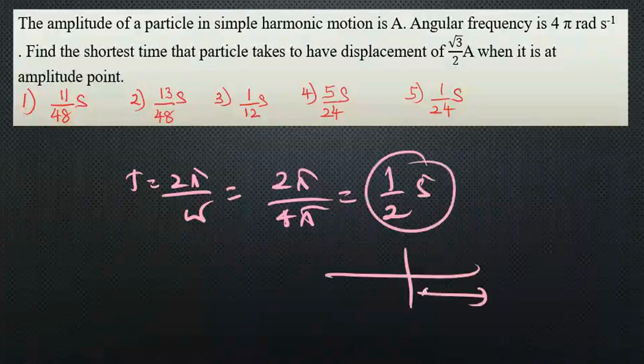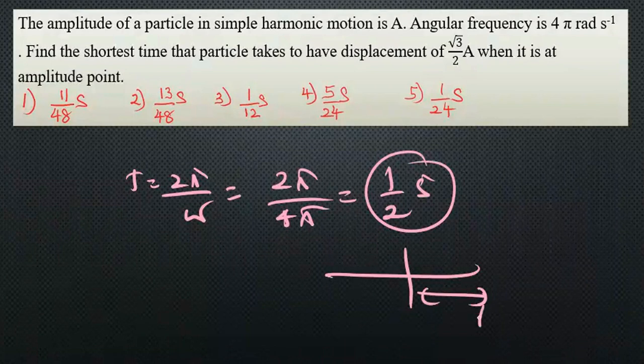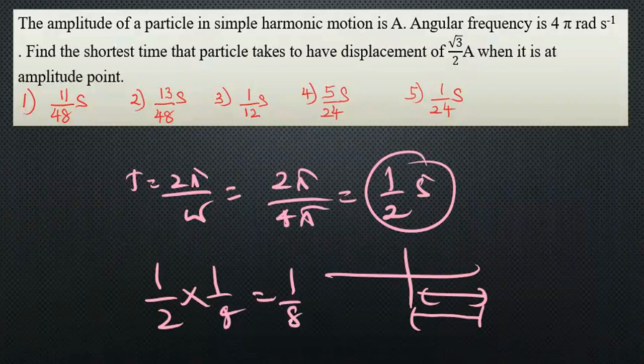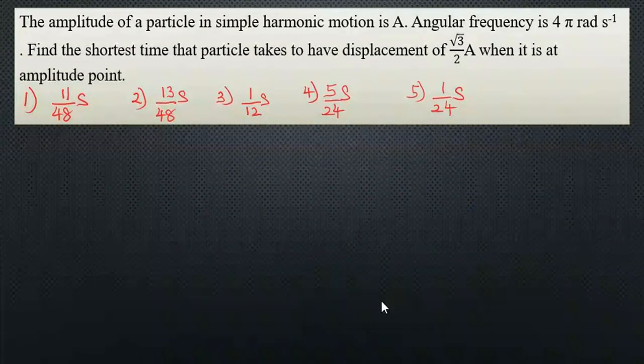For one period there are 4 parts. So for one segment from one extreme end to the middle point, we get the time as 1/2 times 1/4, that's 1/8 seconds. So we have 1/8 seconds. Now our plan is to find the time from here to this point.